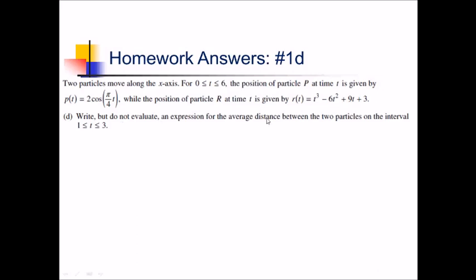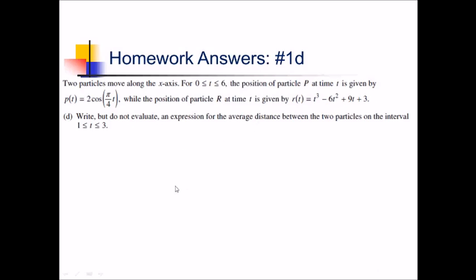For this last part of the problem, they want us to write but not evaluate an expression for the average distance between the two particles over the interval 1 to 3. So first, before we can find the average distance, we just need an expression for the distance in general. So to get the distance, I need to use these two position functions, p and r, and I need to subtract them to figure out how far apart the particles are. But I don't really know for sure which way subtracting is going to give me a positive number. I always want a positive number if I'm talking distance.